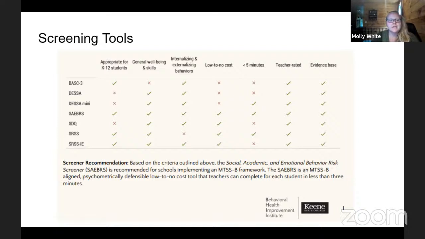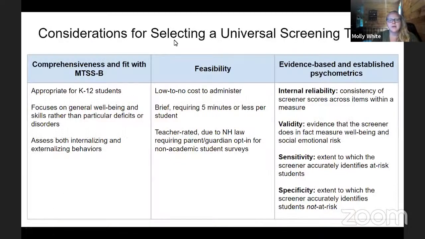Does it look at general well-being and skills? Does it identify or look at internalizing and externalizing behaviors? Is it low to no cost? Does it take less than 5 minutes per student? And that's key with these ones because, like I said previously, the teacher is filling them out for each individual student. This is not student reported. So you wouldn't want them to be taking too much time, because teachers can have 15 to 20, 25 students that they're filling these out for. Is it teacher rated? And then, of course, we're always looking to see if they're evidence-based as well. And with that, I will pass it over to my colleague, Catherine.